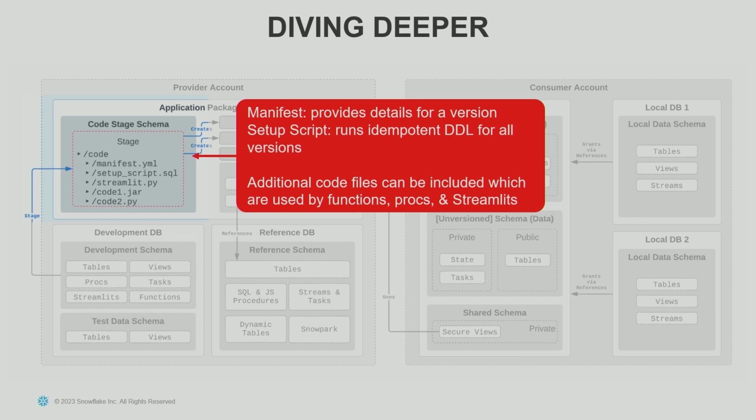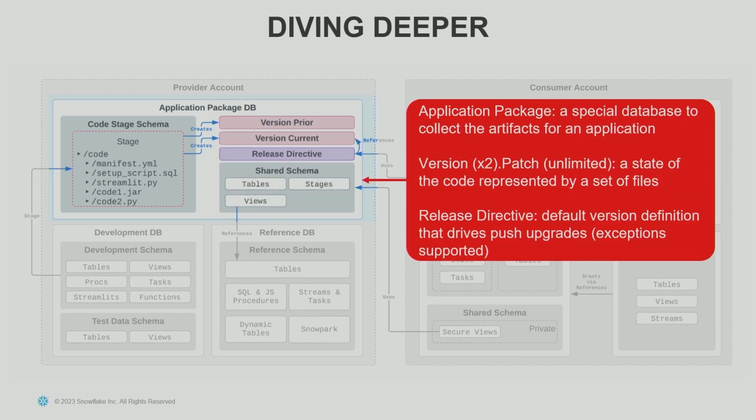And finally, you can include any additional files that your application may need to function. For example, if you're using Streamlit, Snowpark, Java, or Python, then you may also need support files for that, like Python modules and Java jars, and including just data files that might be needed by the application. So all of this is packaged up.